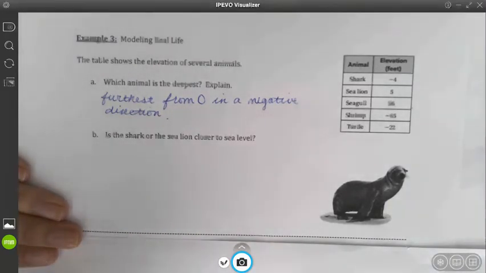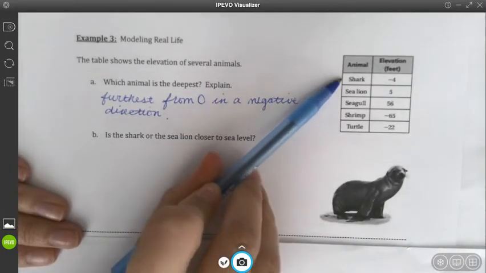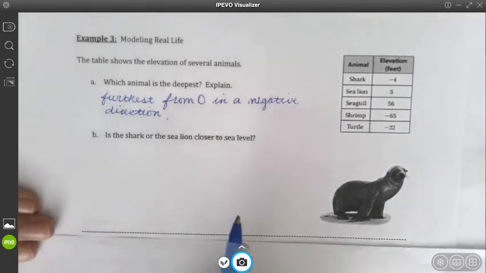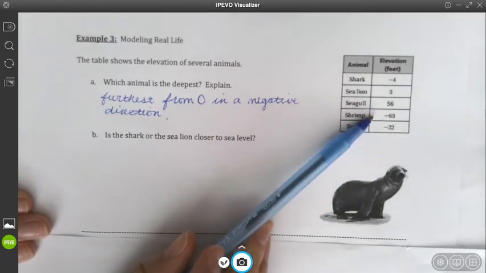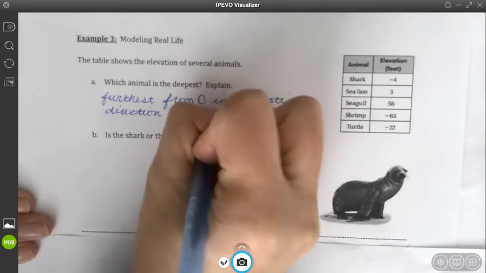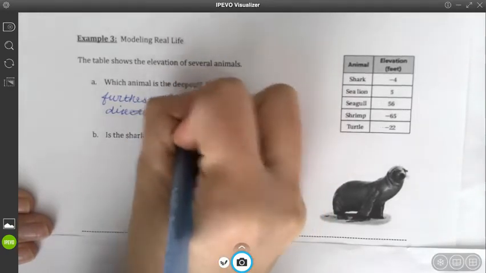So now I look at my chart. I'm only going to look at the negative. So I'm going to look at shark, shrimp, and turtle, and I'm looking at which is the furthest from 0. -65 is the furthest from 0, so shrimp is our answer.